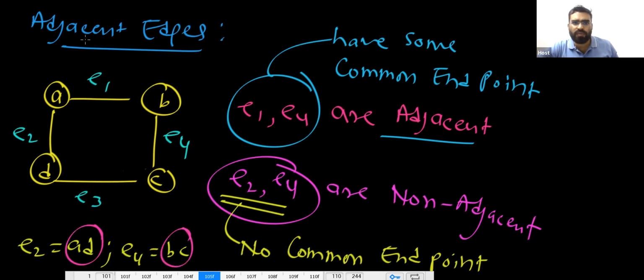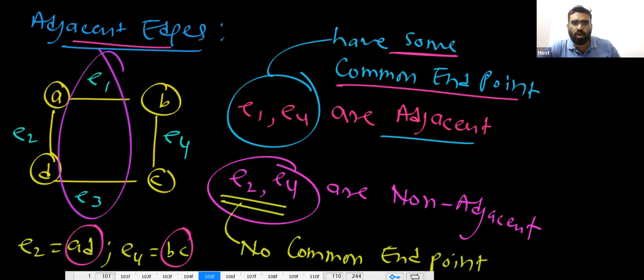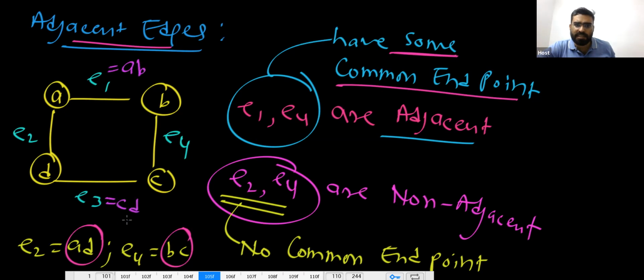So this is the definition of adjacent edges. When can you say that two edges are adjacent? Two edges are adjacent if they have some common endpoint. So E1, E4 are adjacent. E4, E3 are also adjacent because they have a common endpoint. Very simple. And there is no common endpoint for E1, E3, because E1 is simply AB and E3 is simply CD.